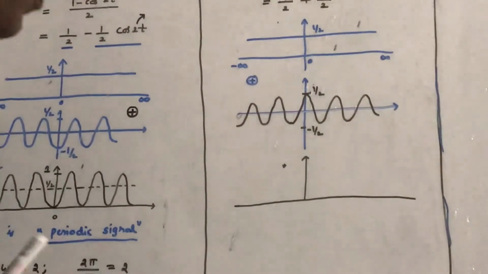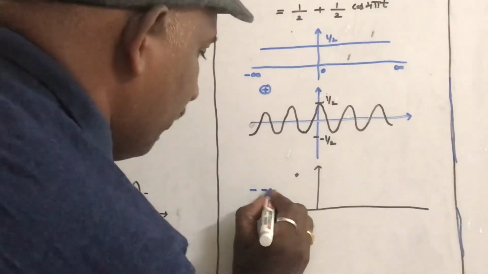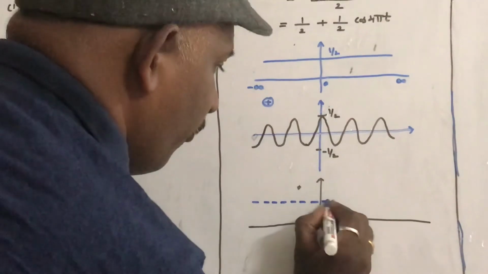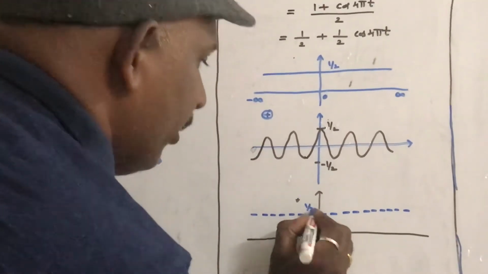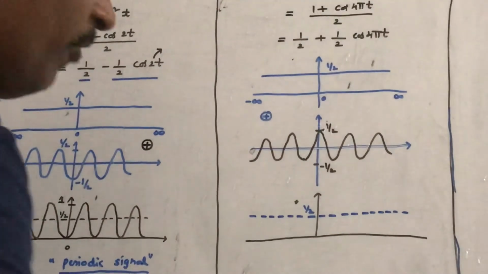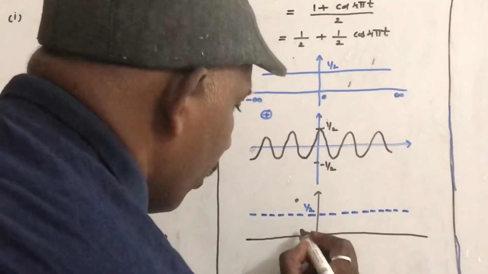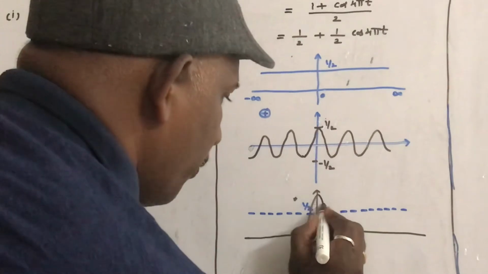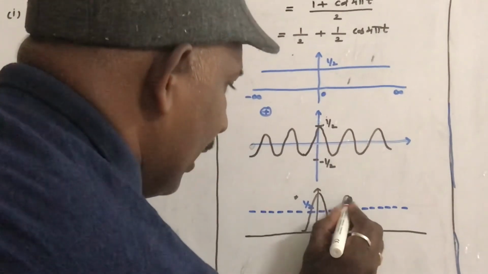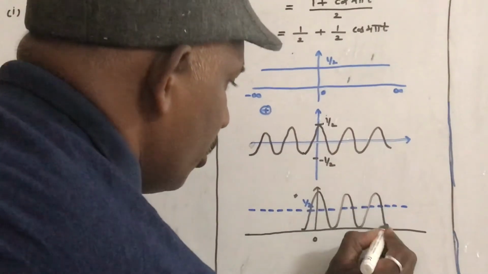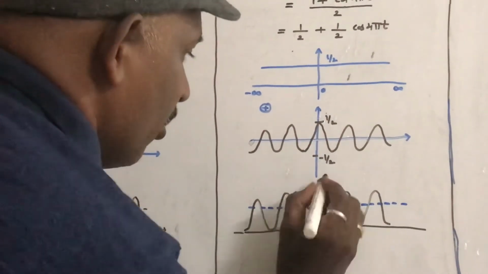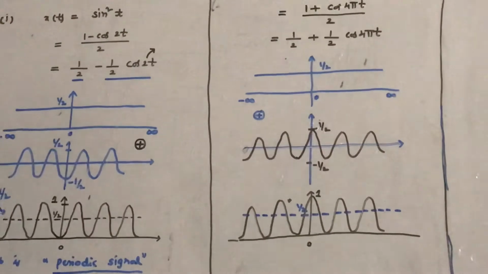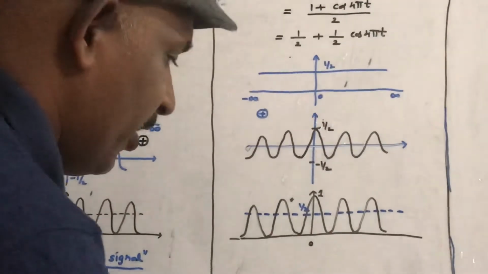First let us draw the dotted line of the DC level, our average value of 1 by 2. Now draw the waveform whose positive peak will move to 1 and the negative peak will move to 0. So this is the nature of the waveform. This amplitude is 1. So you can clearly see that it is a periodic signal.